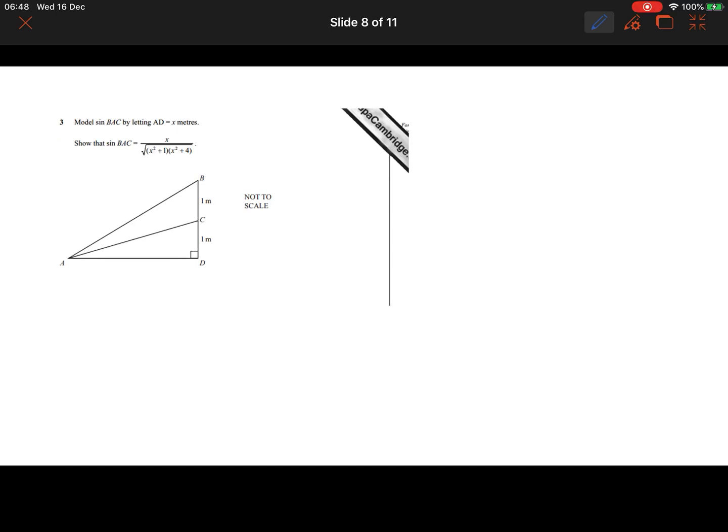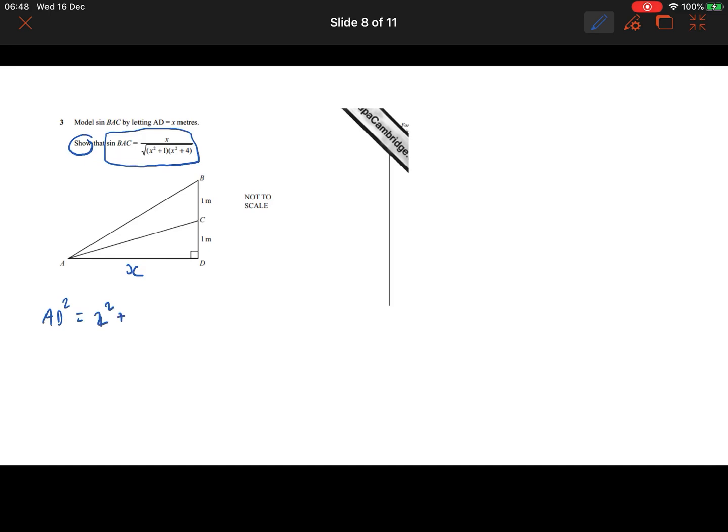Okay? Right, so question 3. Now we're getting a little bit trickier, but it's no different. Okay? The skills we've just done, the process we've just taken, is going to be exactly the same for this question. So model sine BAC by letting AD equal x meters. And again, we are shown the answer. Show that this is the answer. So you've already got the answer. So if you can't get to this point, you can still use this model in the next parts of the question. But it should be pretty easy.